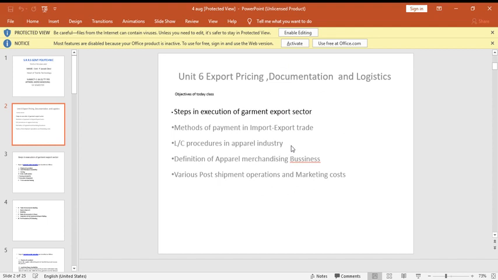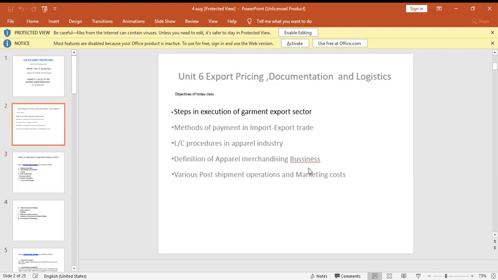Today's objective of today's class is export pricing, documentation, and logistics. The steps in execution of a garment export order, what are the methods of payment in import and export trade, what are L/C procedures in the apparel industry, what is the definition of apparel merchandise business, and what are the various post-shipment operations and various marketing costs. So these are the five objectives of today's class. By this, the subject is going to be completed today.